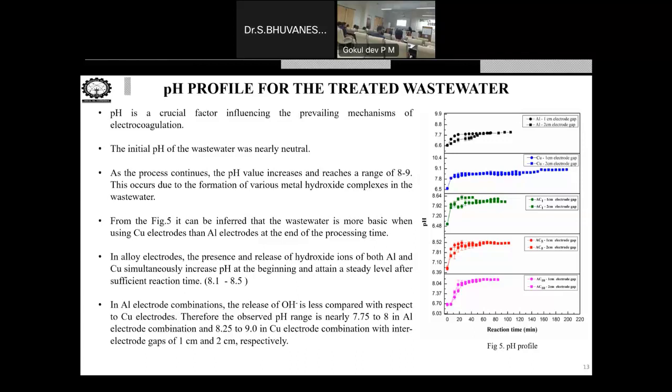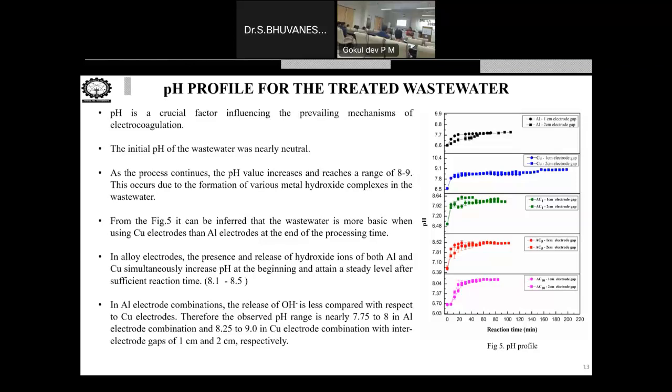The formation of various metal hydroxide complexes in the wastewater. From the figure, it is inferred that wastewater is more basic when using copper electrode than aluminium electrode at the end of the processing time. Okay. In this alloy electrode, the percent of release of hydroxyl ion for both aluminium and copper. Actually, what you want to tell is release of hydroxyl will be more in case of copper electrode, because of that the OH group is getting more formed and the pH is going up to 9.